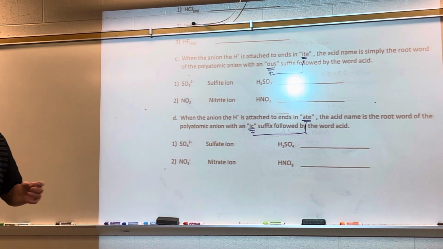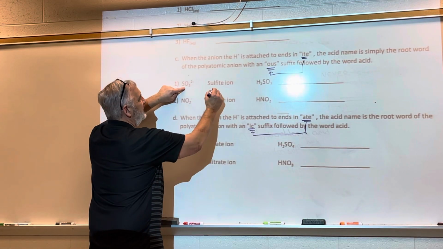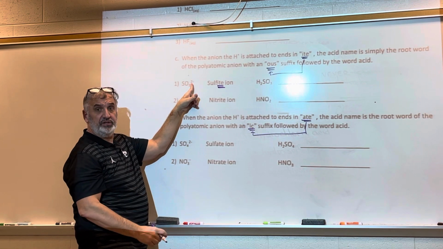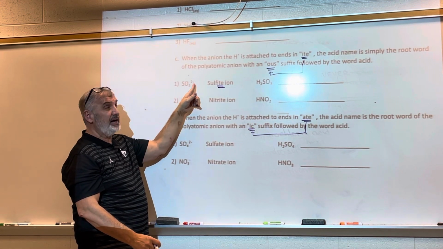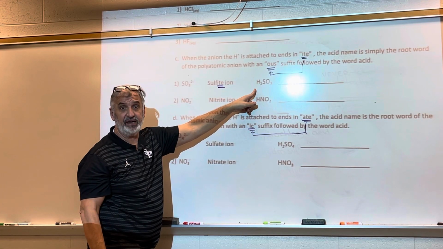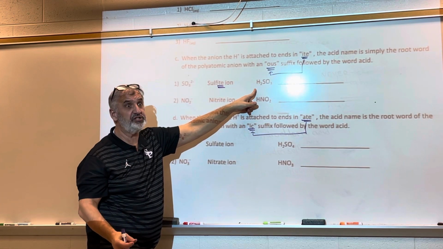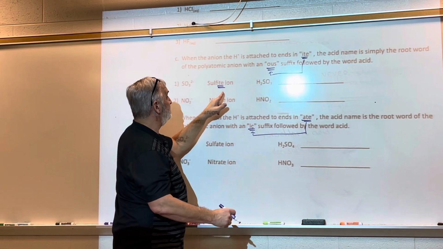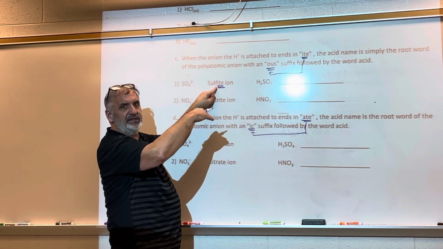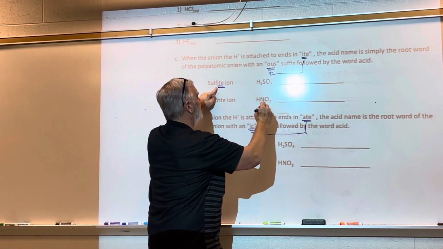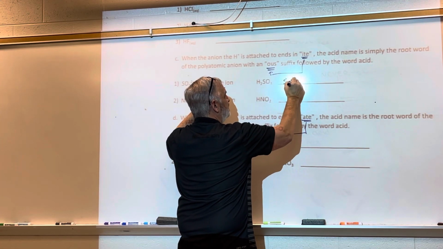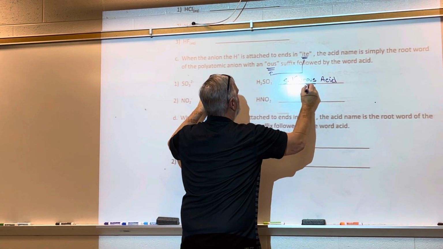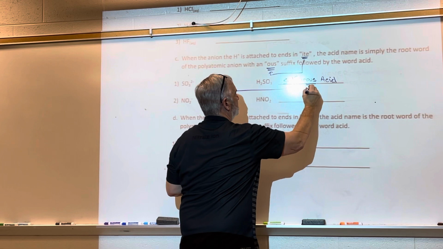"Ite" goes to "us." So if I look at here, SO3 2- is the sulfite ion. Now since it's -2, to make it an acid, I have to be neutral, so I need 2 H pluses to balance it out. If that's a -1, I add 1 hydrogen. If it's -3, I add 3 hydrogens, okay, to make it neutral. So now it's going to be, just change this, but again, you put the UR back in there. So it's going to be, what? Sulfurous acid. Okay? So the "ite" goes to "us."